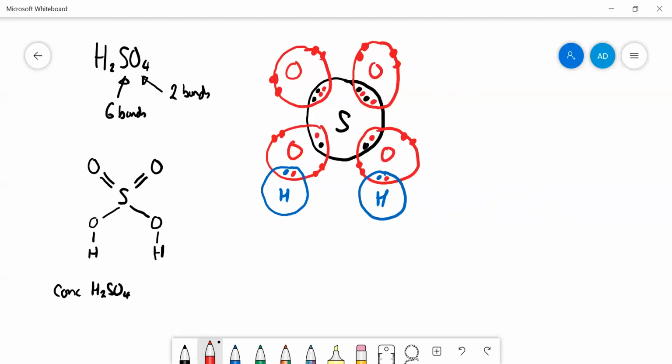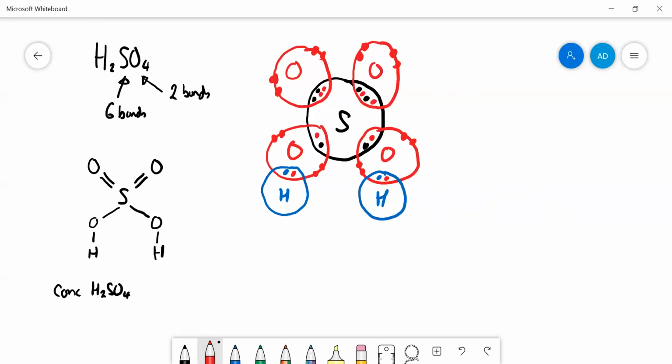And the hydrogens are fine. So that is the dot cross diagram for sulfuric acid. We can see that the sulfur doesn't have 8 electrons in its outer shell. It's got 12. All 6 electrons have been involved in bonding. Each one's paired up with another electron. So you've got 12 electrons there.